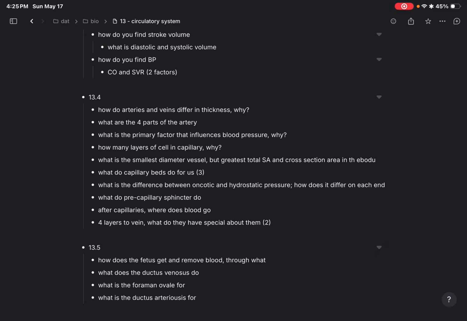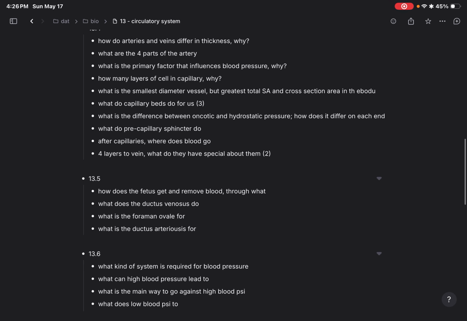So capillaries, how many layers of cells in the capillaries? I believe it would just be one layer of cells so that they could do diffusion effectively. Actually, it will be simple squamous cells, so that it helps with diffusion between the cells and the blood. There you go, connecting. What is the smallest diameter vessel but greatest total surface area and cross-sectional area in the body? Capillaries. What do capillary beds do for us?